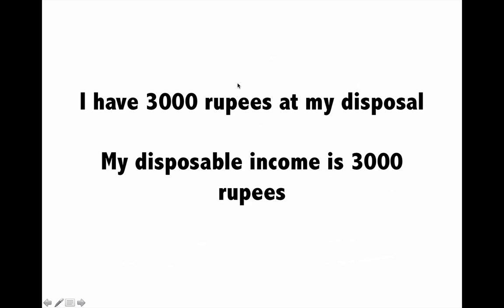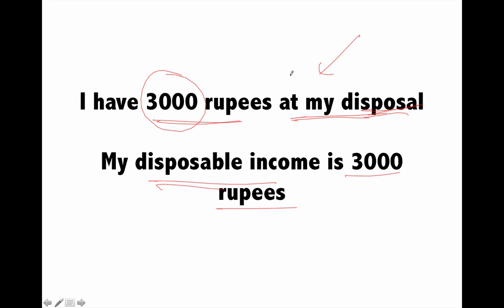Now let me clear the difference between the two words once and for all. I have 3,000 rupees at my disposal. Let's say my salary is 3,000 rupees. So I have got my salary after tax, that is 3,000 rupees is my monthly salary. So I will say I have 3,000 rupees at my disposal, okay, because it is ready to be used by me. But you can also say my disposable income is 3,000 rupees. So that's how you use the words disposal and disposable. So something that is at your disposal becomes disposable.